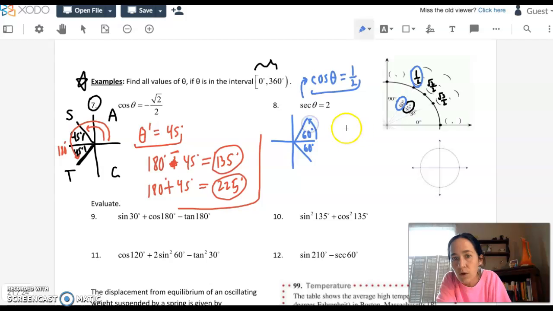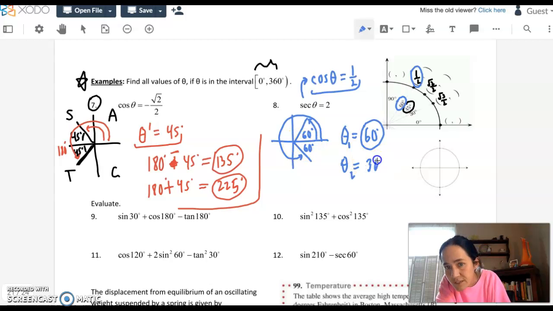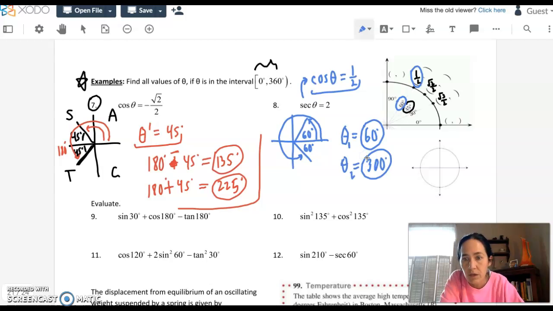One solution that's in quadrant 1, so theta equals just plain old 60 degrees, would make a true statement. And then how about another one that's way over in quadrant 4? So you're 60 degrees shy of 360. I'll call this the second. Maybe I should call these theta sub 1 and theta sub 2. Second answer, 360 minus 60, 300 degrees.